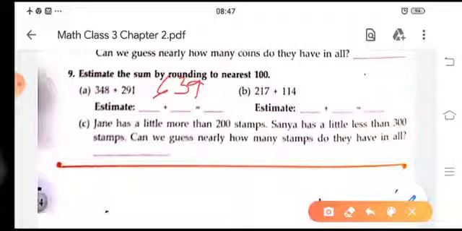So we'll write here 600, because at both places it becomes 0. Okay, and then we'll add over here 100. So what does it become? 700. Okay, children, so this is the nearest 100.